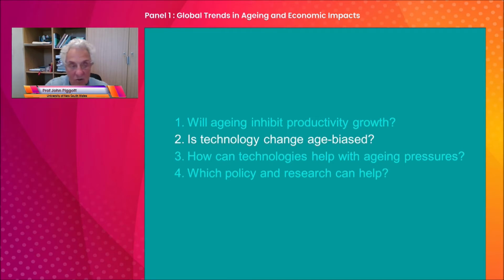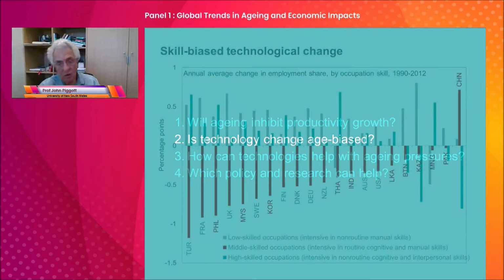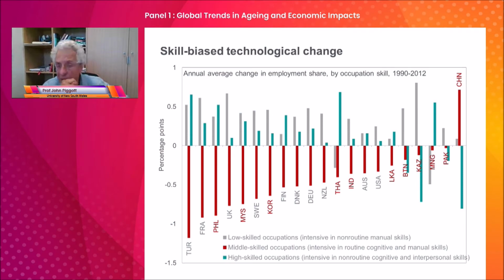So the second question is, is technology change age biased? Next slide, please. So we begin with skill-biased technological change, and this is very much connected with the work of David Autor from MIT. And what he did was to try to break occupations down into skill levels. So he said just looking at an occupation really didn't do the trick. And he used the example of bank tellers. He said in America, there are more bank tellers now than there were before the invention of ATMs. What's happened is the nature of being a bank teller, the characteristics of that occupation, has changed.